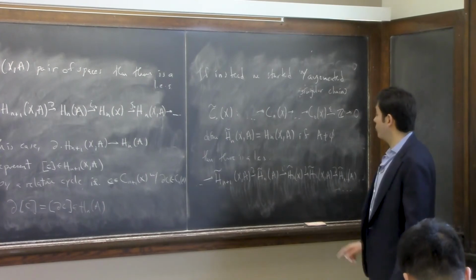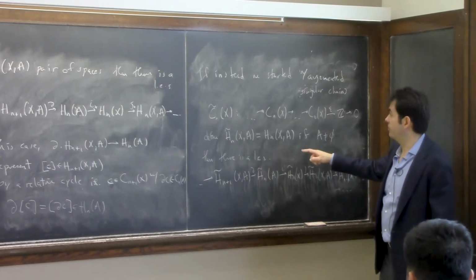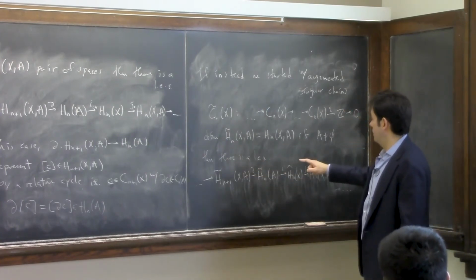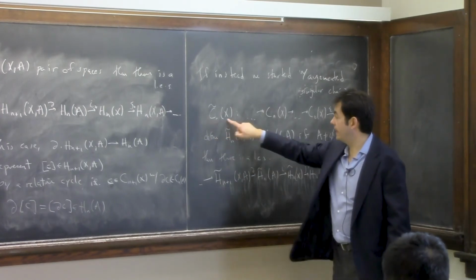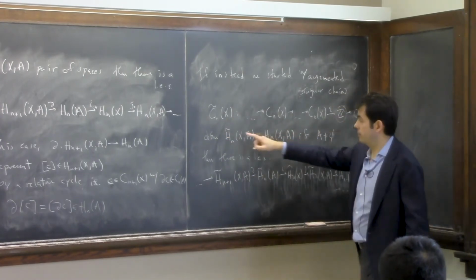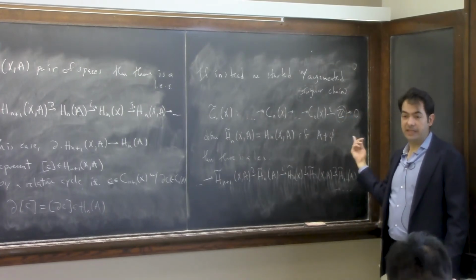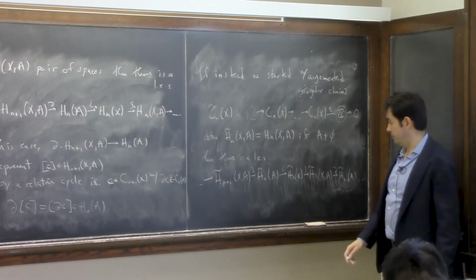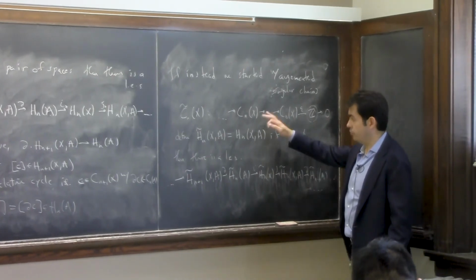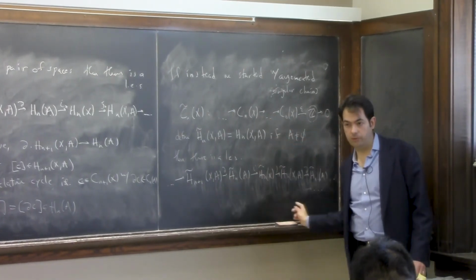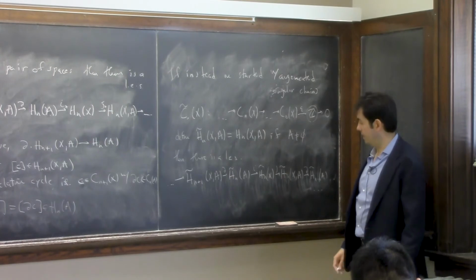So in degree -1, the one for A would have a Z, the one for X has a Z, and the map between them would be the identity. And that gives you a short exact sequence of complexes, and so a long exact sequence in homology.